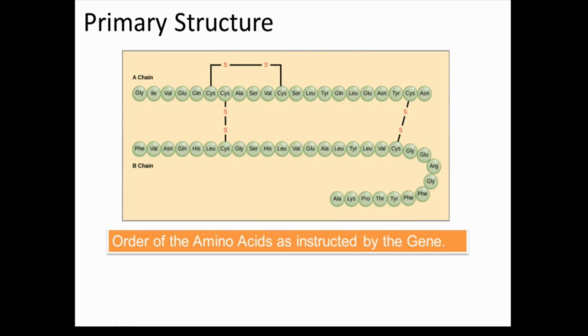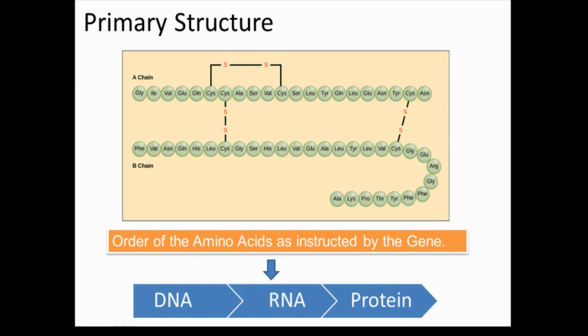So how do we get a shape of a protein? Well, it all starts with its primary structure. And the primary structure is strictly the order of the amino acids as instructed by the gene. There is the central dogma that the information begins with the DNA, which is then converted to RNA, which is then converted to protein. It is this information process that gives us the primary structure.